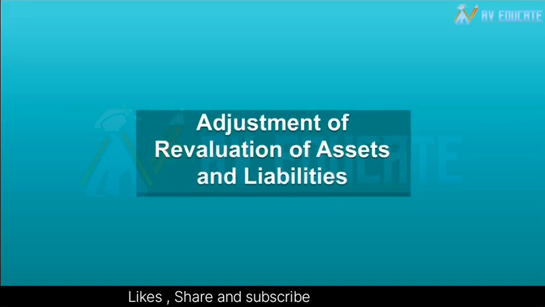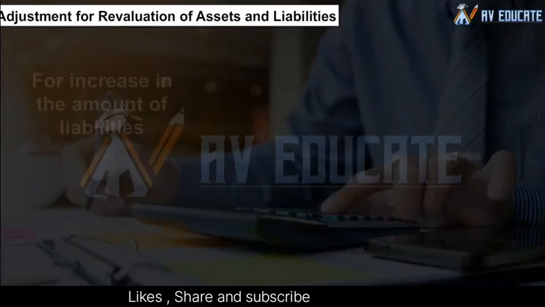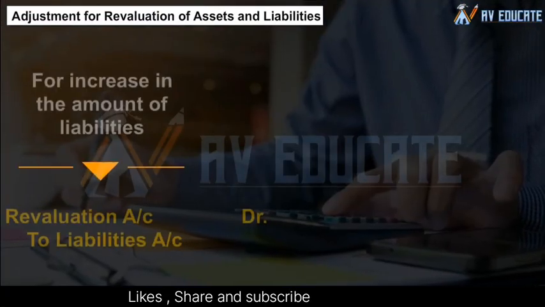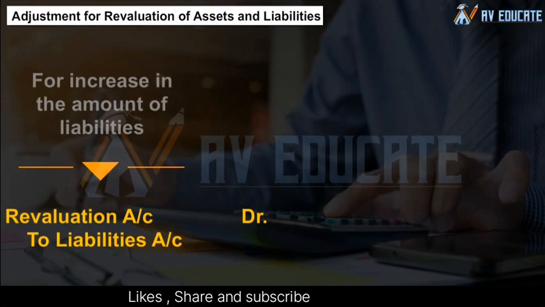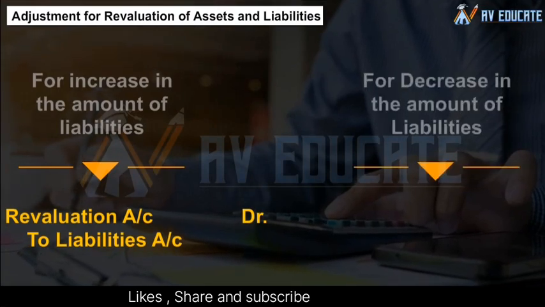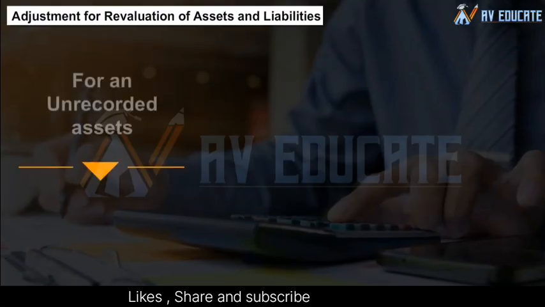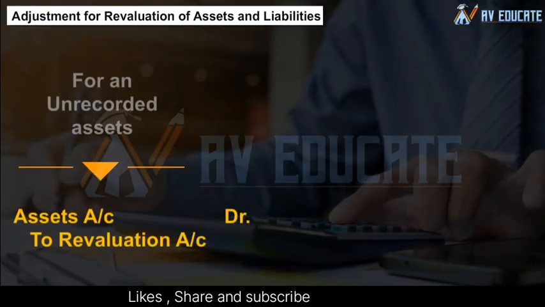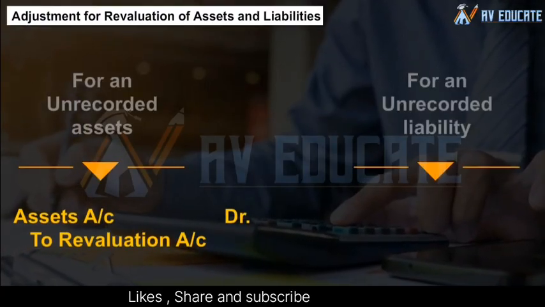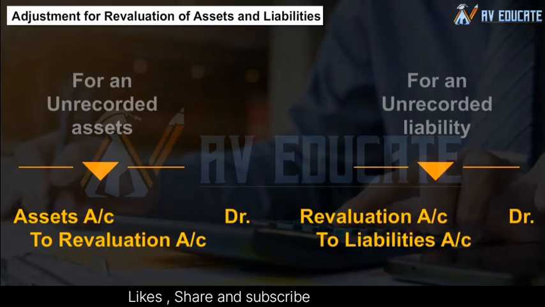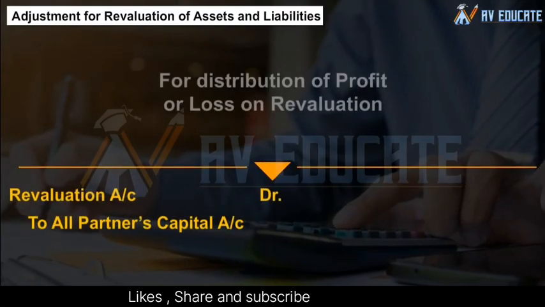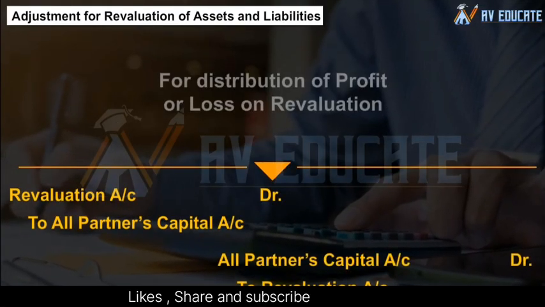Adjustment of revaluation of assets and liabilities. For increase in the amount of liabilities. For decrease in the amount of liabilities. For an unrecorded asset. For an unrecorded liability. For distribution of profit or loss on revaluation.